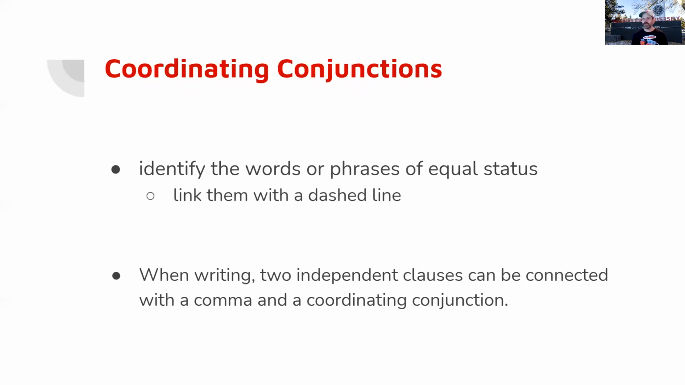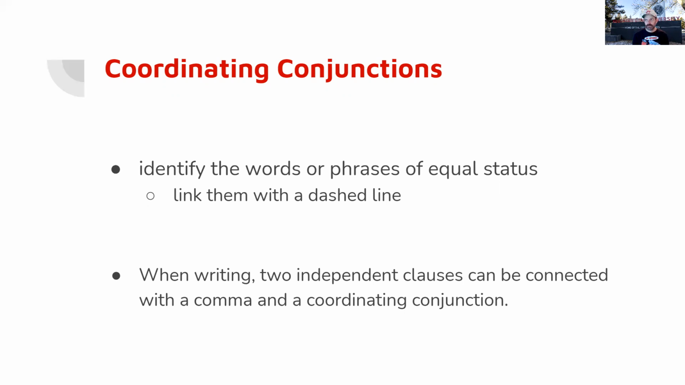All right, so some things to keep in mind when we're using coordinating conjunctions. First, identify the words or phrases of equal status. Whether it's two independent sentences that are being combined, or two noun phrases for the subject, or even two noun phrases for the object, whether it's the main verb, or maybe the whole verb phrase, or even just the same auxiliary with different main verbs. Whatever it is, you just want to link them with a dashed line with the coordinating conjunction on it, and it shows that those two things are of equal status.